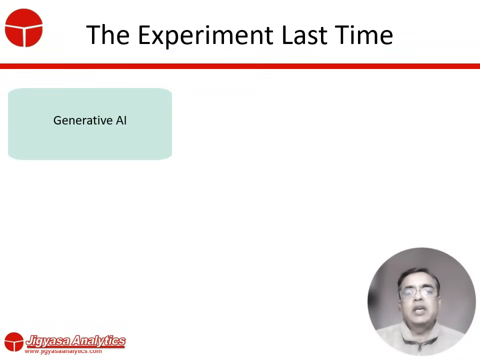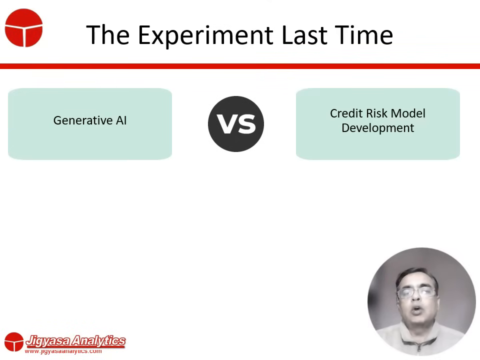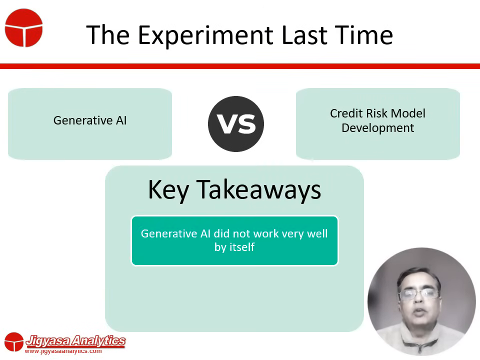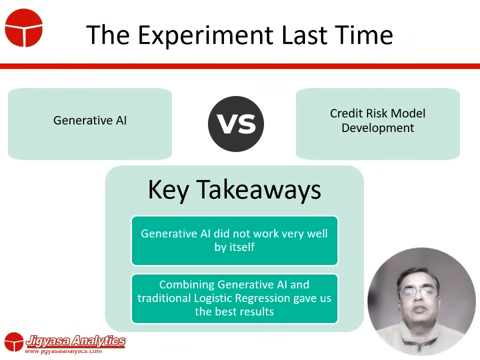So then we had this generative AI model, and we compared it to a credit risk model, which was developed using traditional techniques. And this was a logistic regression model. This was built to the rigor one would need to build for regulatory review. And then from the comparison, the key takeaways that we found were that generative AI did not work very well by itself. And this was not very surprising. At the end, we were not giving the model any context, and so it did not do very well. But the very interesting result from last time was that when we combined the generative AI and traditional logistic regression model, we got really good results, much better than the ones we got just from a traditional model build.